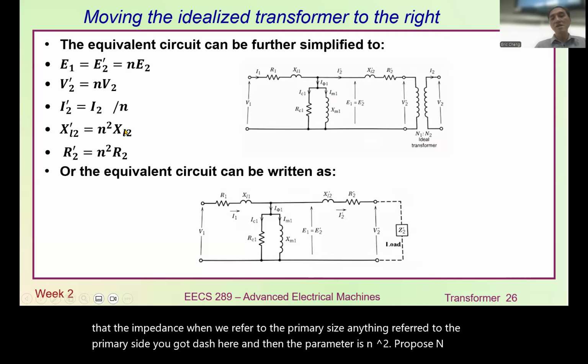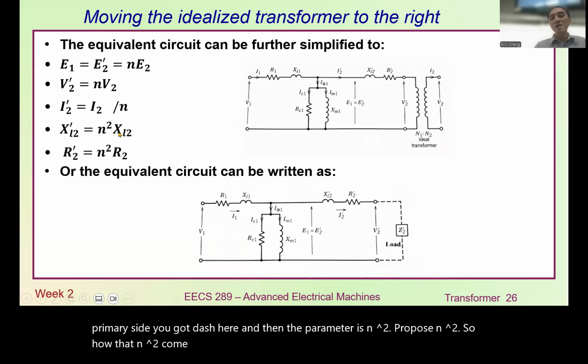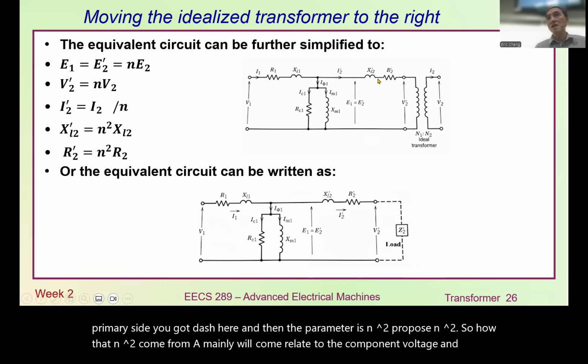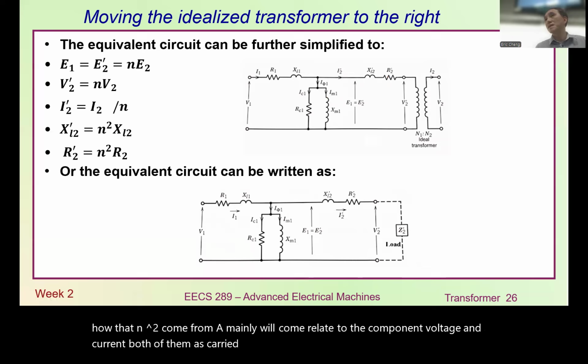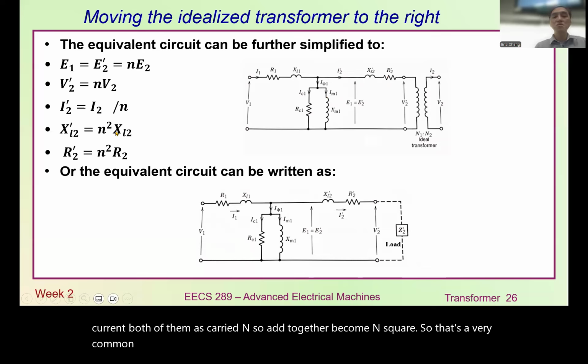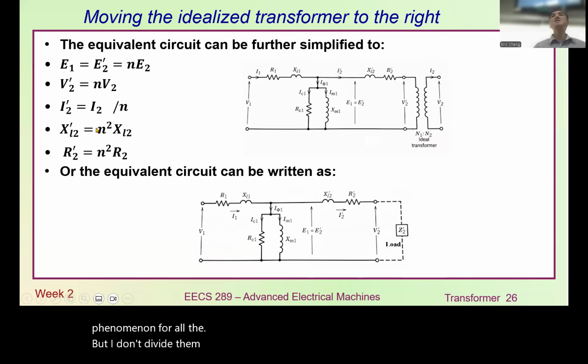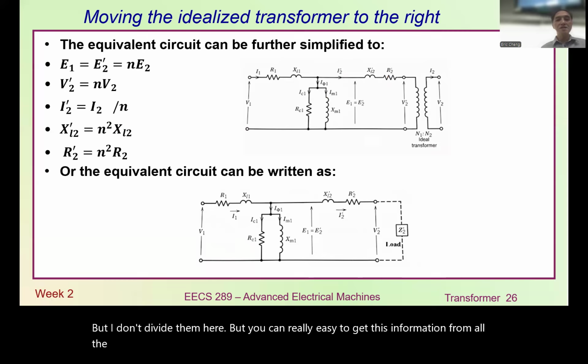So where does that n squared come from? Mainly it relates to the component voltage and current. Both of them carry the n, so added together it becomes n squared. That's a really common result in all the textbooks. I don't derive it here, but you can easily get this information from all the material everywhere. I just need you to recall your memory.